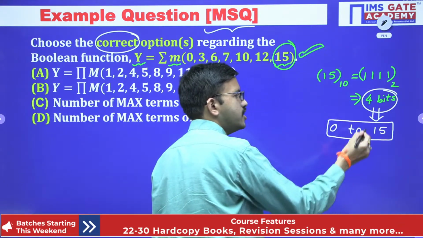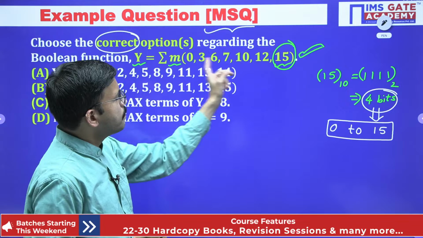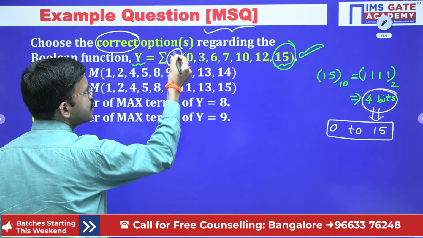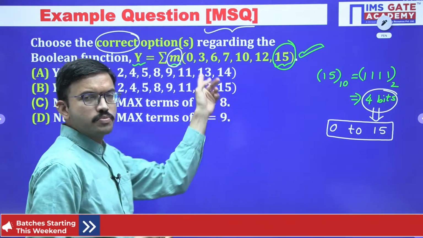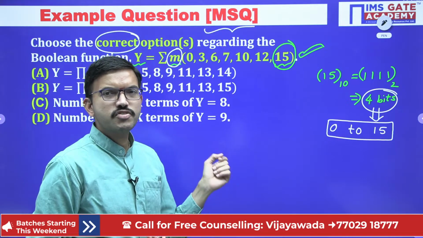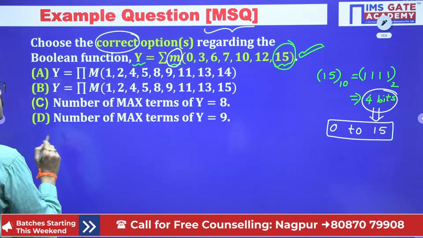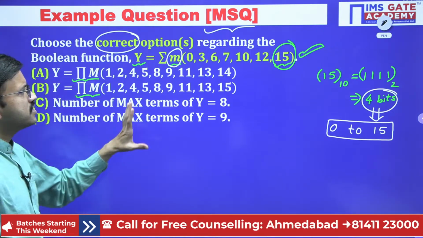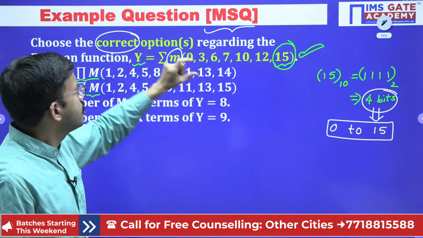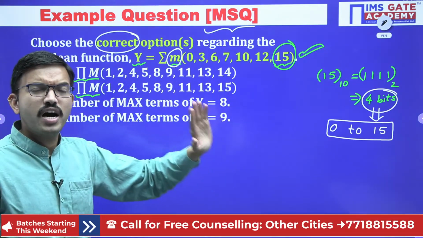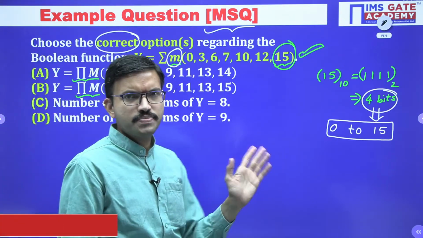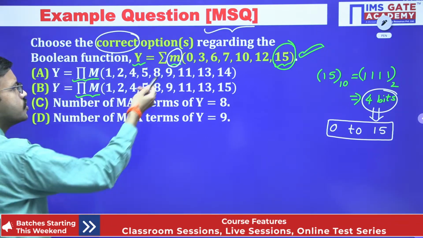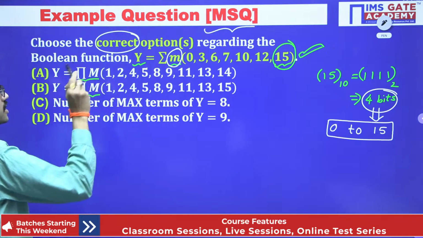So within this range, other than these numbers, the remaining will be what? Max terms. See, here you are having sigma m. That means for these input combinations, we are getting output as 1. That means for the remaining input combinations, we will get output as 0. So if you carefully observe, among option A and option B, you are having pi capital M. Previously we mentioned that if you are having sigma m, we can write pi capital M, or if you are having pi capital M, we can write sigma m, vice versa, right? So by looking at option A and option B, the given function is sigma m, and you can write the corresponding pi capital M.